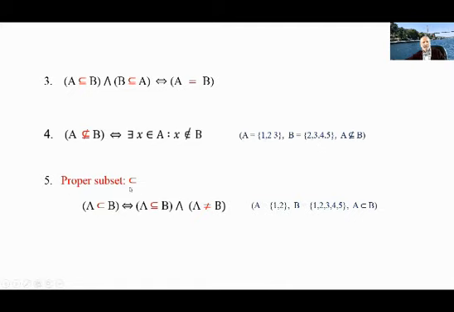Now, you can say proper subset, strictly included. So we say A is strictly included in B, which means A is included in B and A is different than B. Here is an example of this situation. A is 1, 2, B is 1, 2, 3, 4, 5, and obviously A is strictly included in B.